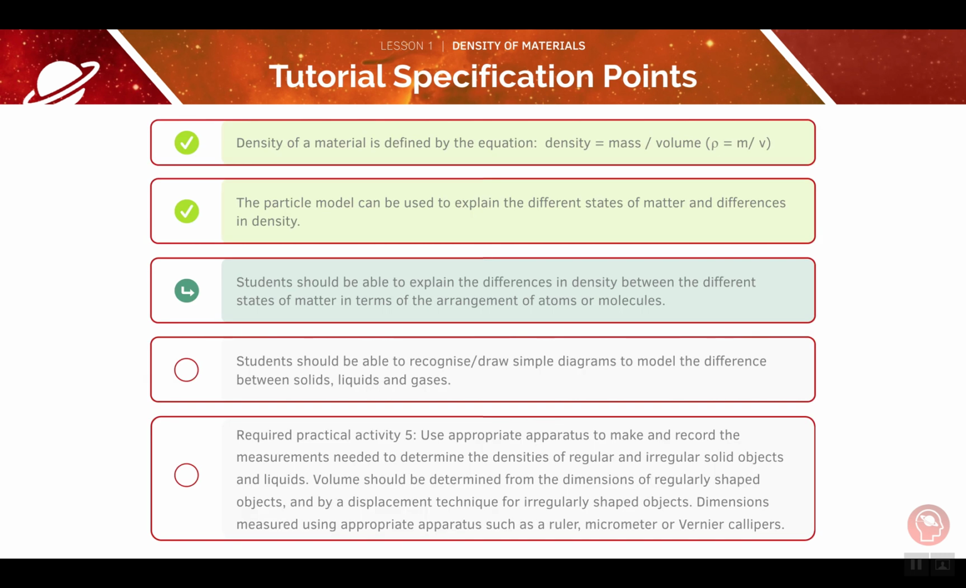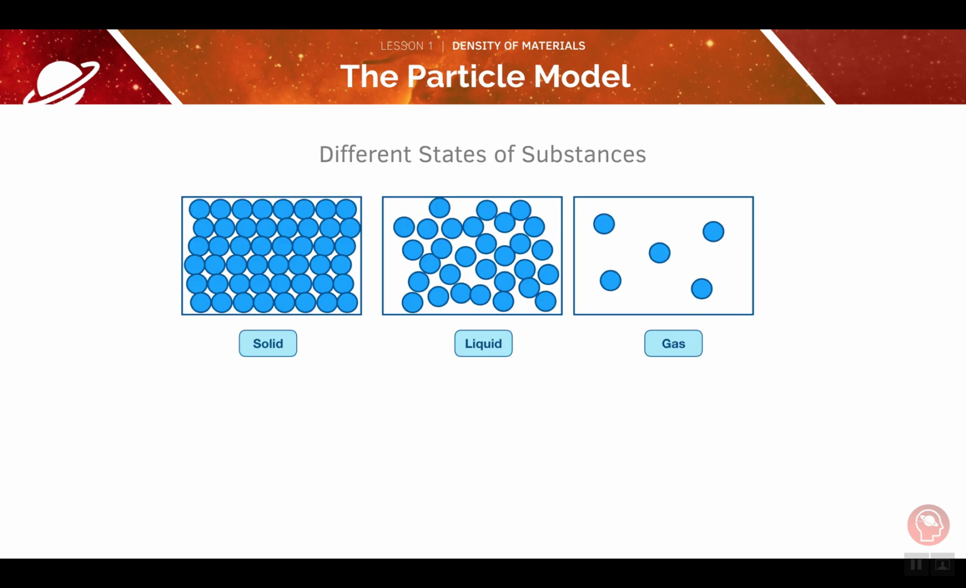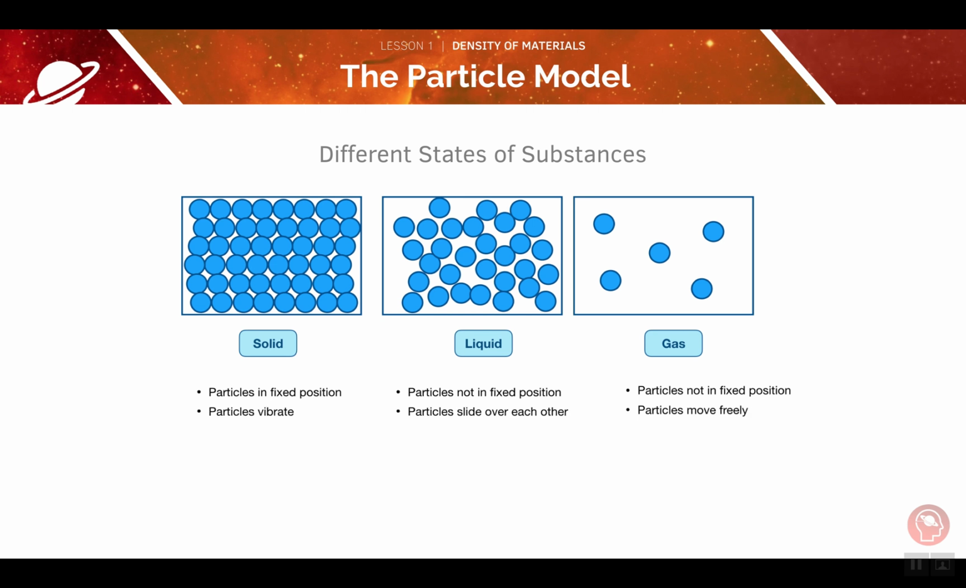Next, we will cover the differences in density between different states of matter. This figure shows the 3 states of matter: solid, liquid, and gas. Here, we can see that the particles are in fixed positions in the solid, whilst those in liquids and gases are not. In solids, particles can vibrate, but in liquids they can move over each other. The particles within a gas can move freely.